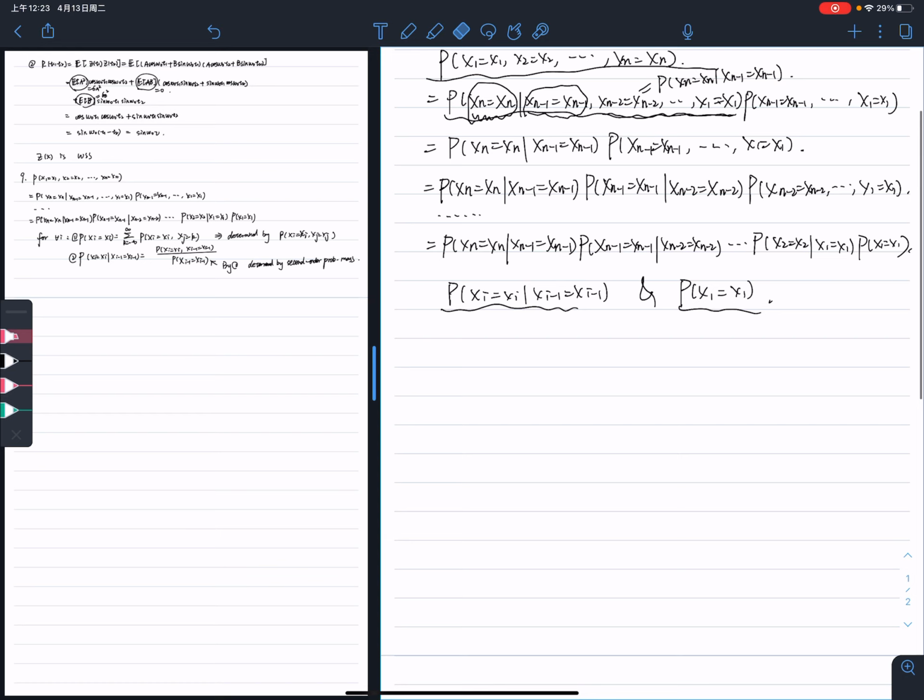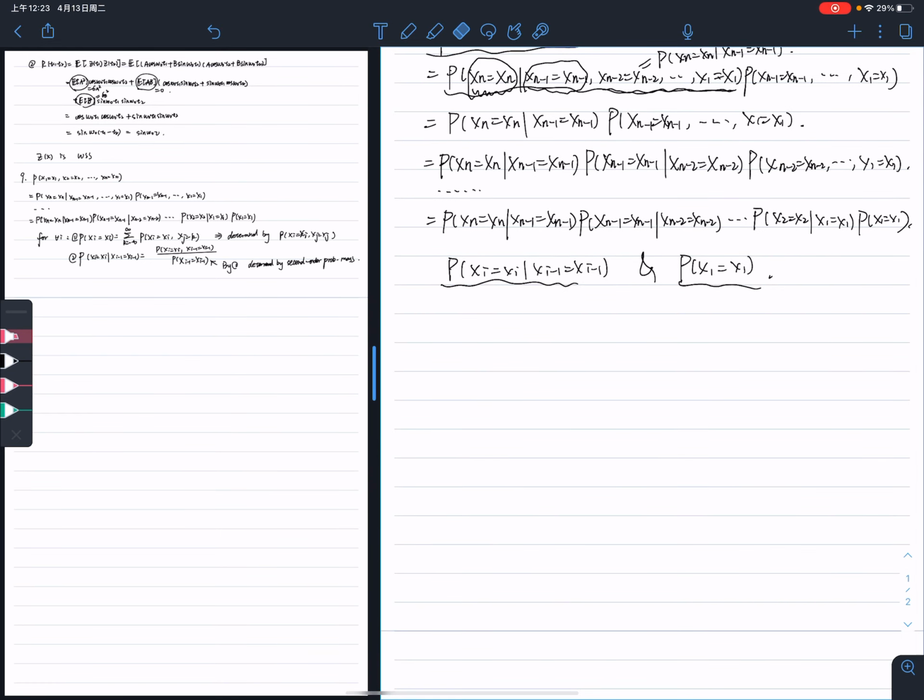So firstly, for arbitrary i, the probability of Xi = xi should be equal to the sum of the joint probability of Xi = xi and Xj = k, with k from negative infinity to positive infinity. So therefore, this probability can be determined by the second order mass.